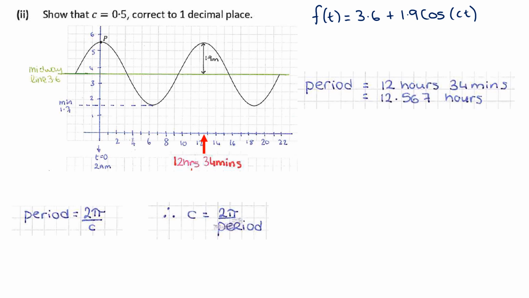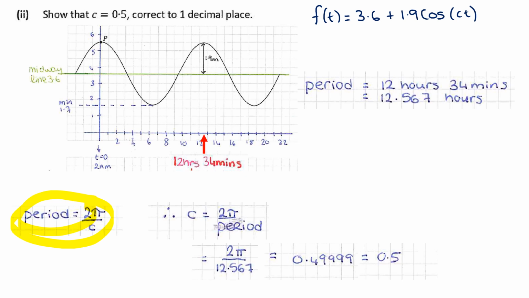Working with the period, it's important that it's not broken into hours and minutes like we have there. So instead, we're going to change that to hours. It's 12 hours and then 34 over 60 of an hour, and we're able to work out that's 12.567. So into our formula, you get 2 pi over 12.567. Working that out, it gives you 0.499999, which is approximately equal to 0.5 as requested. So a really important formula to know. This one can get you out of a lot of trouble very quickly.